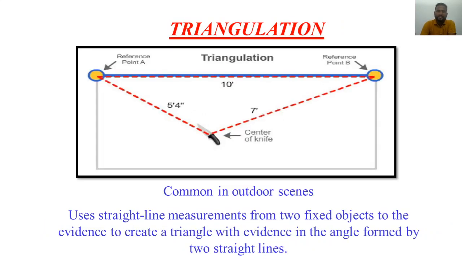The next is the triangulation method. The triangulation method utilizes two fixed permanent objects within the crime scene, and measurements are taken from each fixed point to each piece of evidence. So there will be two fixed points, and from those two fixed points the distances of the evidence will be measured.